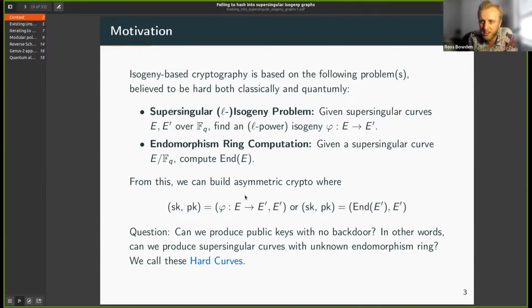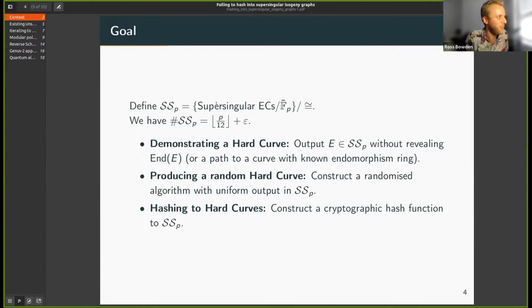Then a question you can ask in classical discrete log crypto, for example, is whether there is a way to generate public keys without first generating a secret key and then computing the corresponding public key. This is something that's studied in the form of elliptic curve cryptography, and so it's natural to ask the question in this setting too. Concretely, if we define this set of supersingular elliptic curves over a finite field up to isomorphism, then this is a finite set. Its size is order p, and the problem we want to solve is to sample from this set in such a way that we don't reveal anything about the endomorphism ring of our final curve, or equivalently, as we said, a path to E from some known starting curve.